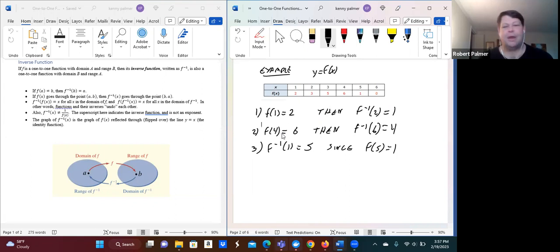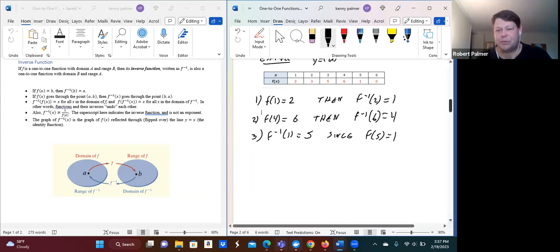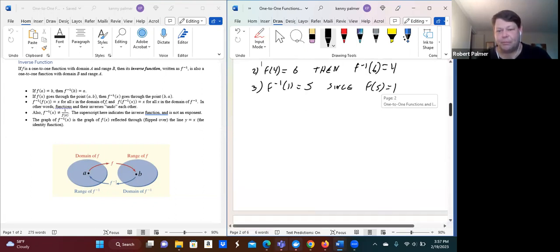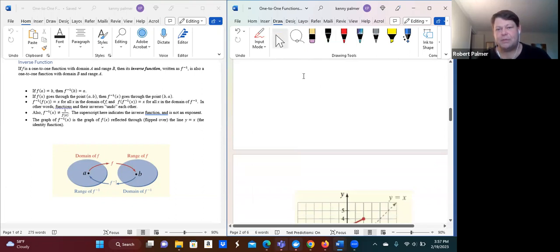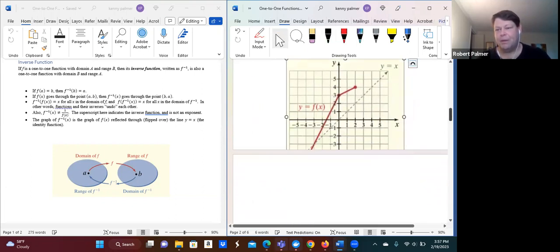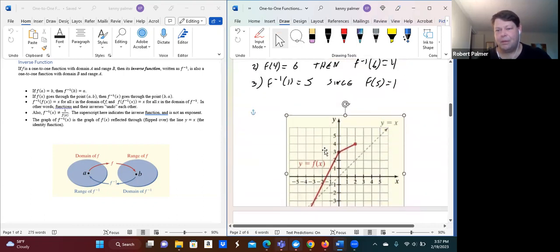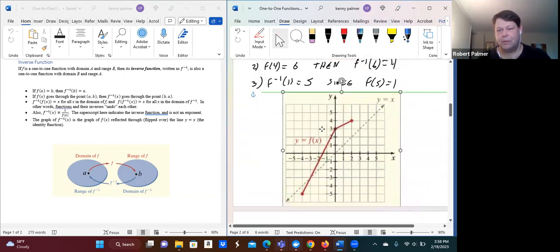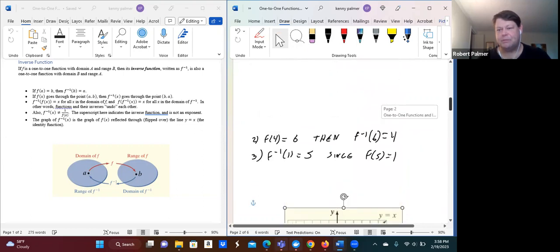Now, let's explore the idea of the inverse function graphically a bit more. I think I can probably move this up here. I have a graph I want to take a look at. Let's see if I can get it up here. No, I think I'll just bring it back. Let's make sure I have enough space.